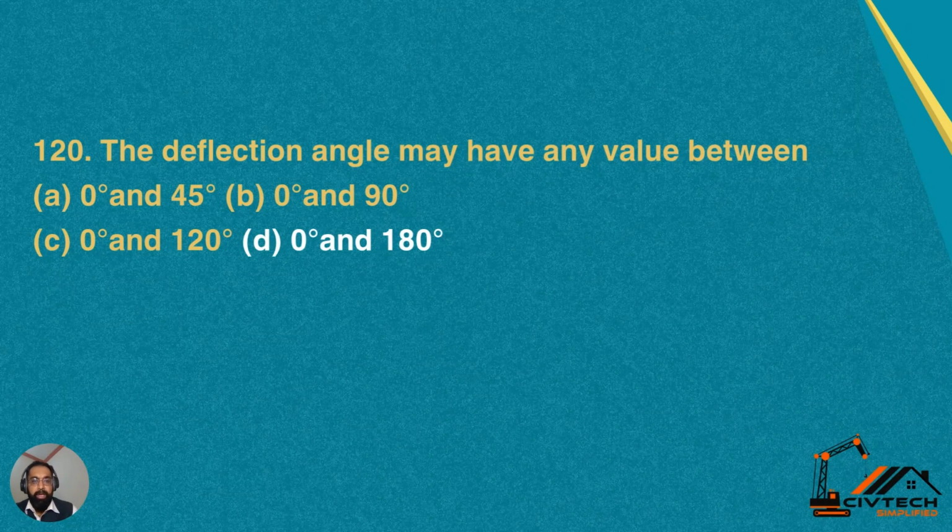120. The deflection angle may have any value between: option A, 0 to 45 degrees; option B, 0 to 90 degrees; option C, 0 to 120 degrees; and option D, 0 to 180. So deflection angle एक सर्वे इक्विपमेंट के ऊपर 0 to 180 की डायरेक्शन के अंदर लिया जा सकता है। So D is the correct option for this question.